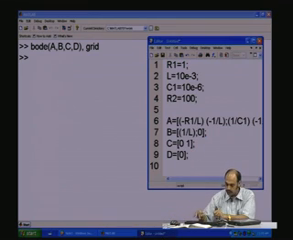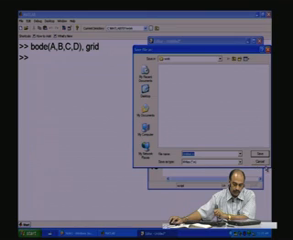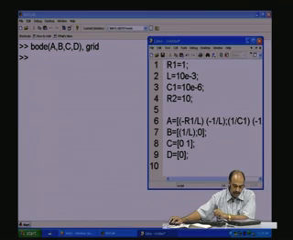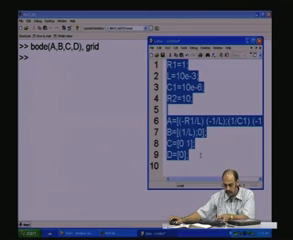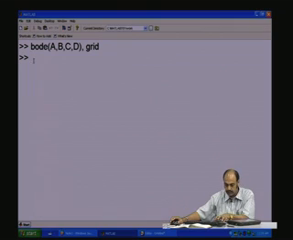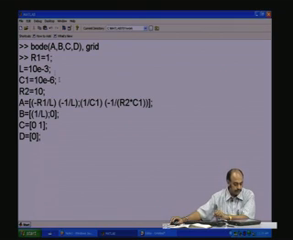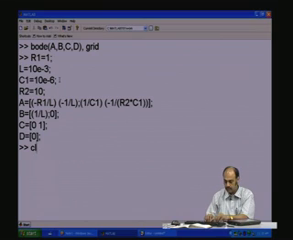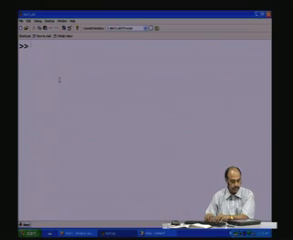Let me first show you the earlier domain. We make R2 10, let us copy that, let us paste that here. We have the model. Now, I will make PZ map A, B, C, D, and we need the grid.